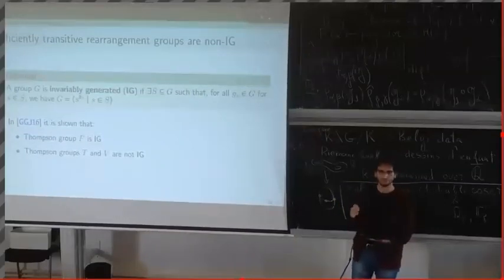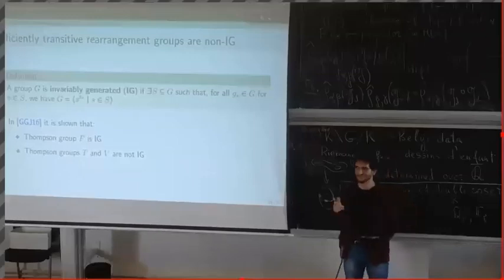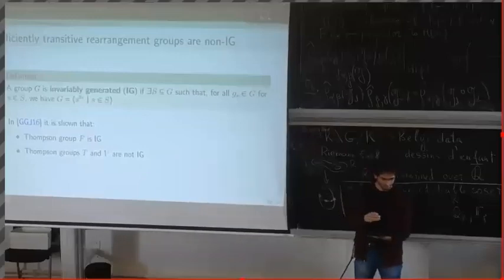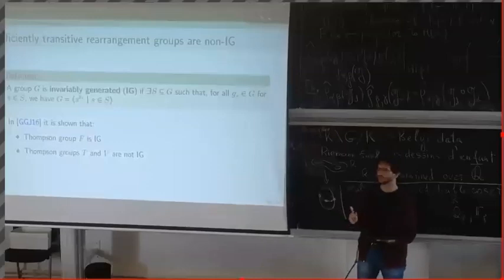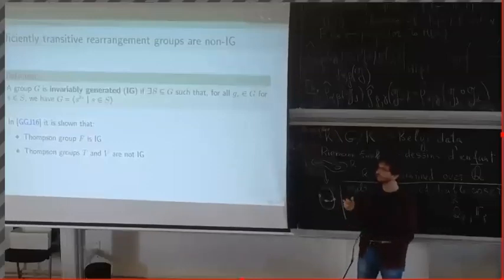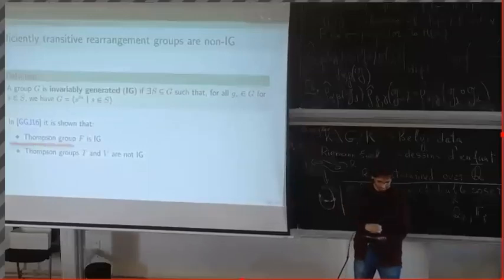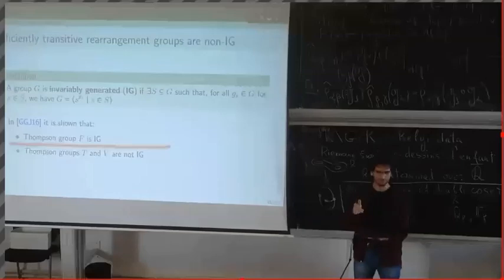They actually proved this by hand. I mean, the proof was specifically tailored towards F, so we didn't find this to be generalizable in any way. Instead, we noticed that the proof for Thompson group T and V being not invariably generated had more to do with dynamics and could probably be generalized. So the first thing that we did is we found a way to separate these two contexts.